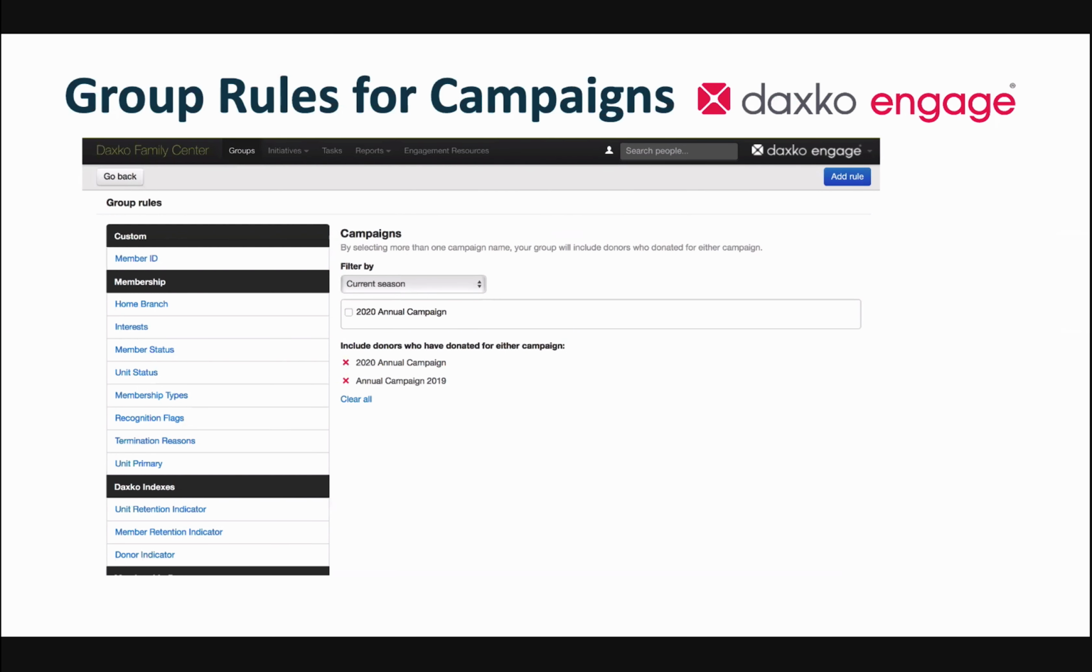Our solution in this area, Brianna, is we have an integrated CRM. So our CRM, Daxco Engage, has what we call group rules. And so imagine the ability to quickly understand when you're building a campaign, hey, Kelsey gave in 2019, but she hasn't given in 2020. That's a really interesting use case for how I might want to design a campaign. What if I could apply that logic to my database in a few clicks? And that is the power of this solution.